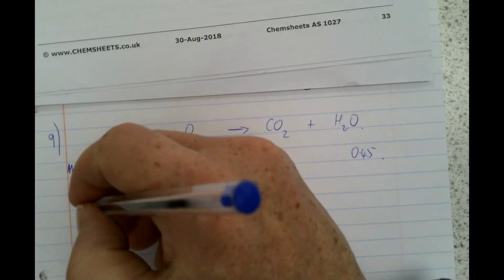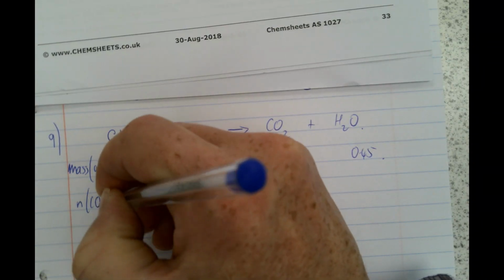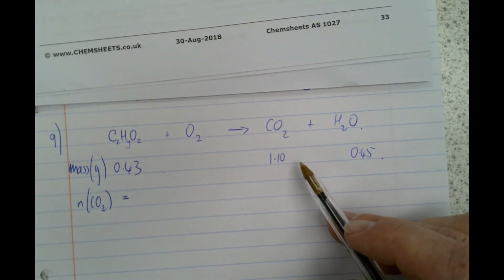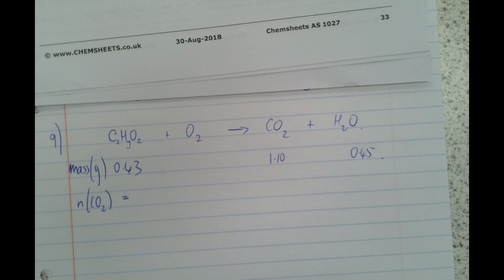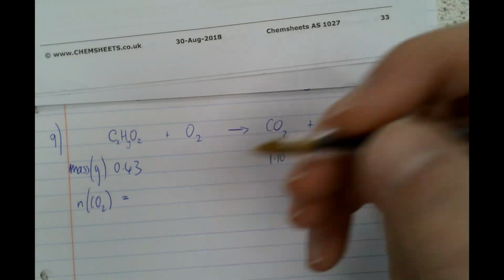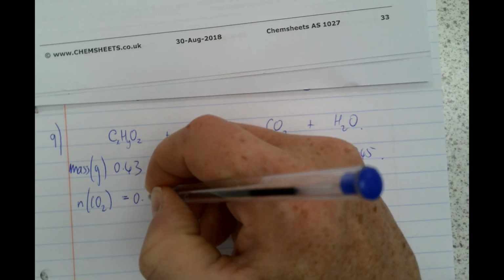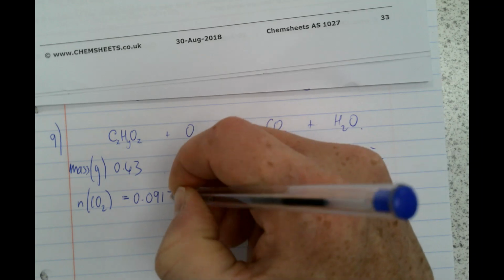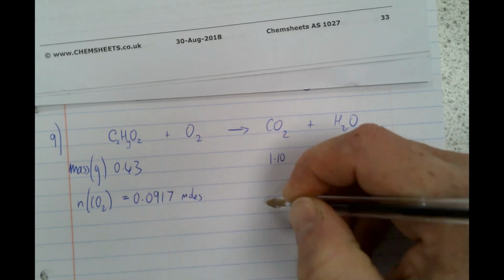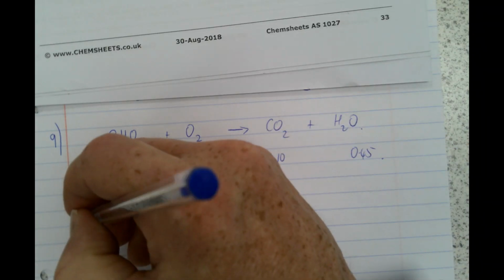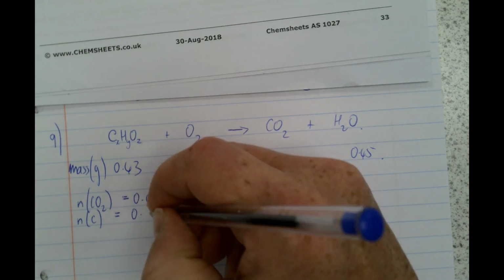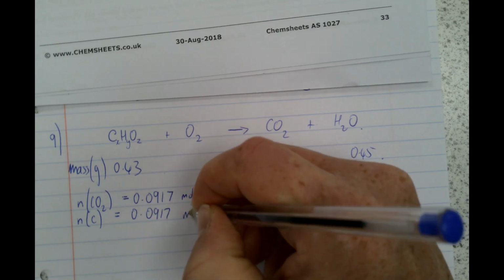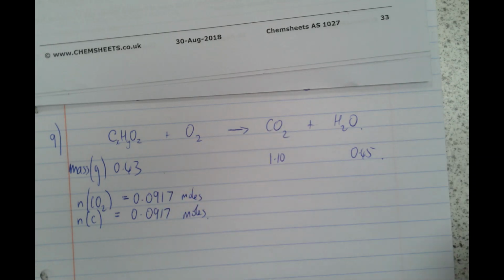So what we need to do is work out first of all the number of moles of carbon dioxide. And to do that we do the mass divided by the formula mass, which I've just paused the video then, hopefully it didn't glitch too much, and you end up with 0.0917 moles. And from that, of course, you can deduce the number of moles of carbon. The number of moles of carbon is the same as the number of moles of carbon dioxide. It's also 0.0917 moles.